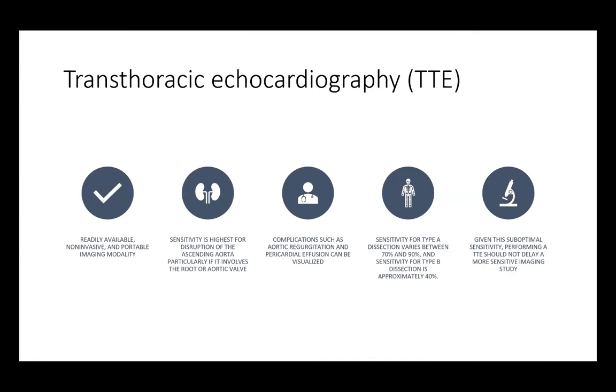Transthoracic echo is a readily available, non-invasive, and portable imaging modality. It is sensitive for ascending aortic dissections, particularly if they involve the aortic root or the aortic valve. Complications such as aortic regurgitation and pericardial effusion can be easily visualized with transthoracic echo. Sensitivity for type A dissections varies between 70 to 90%, and sensitivity for type B dissection is on the lower side, approximately 40%. Given this suboptimal sensitivity, performing a transthoracic echo should not delay a more sensitive imaging study.